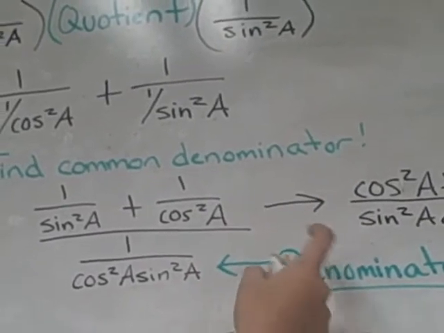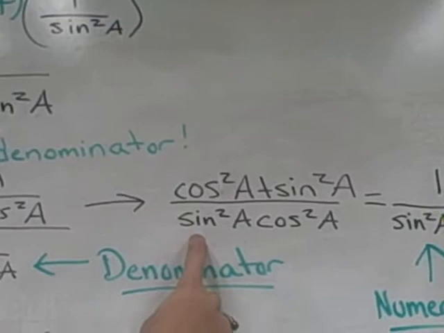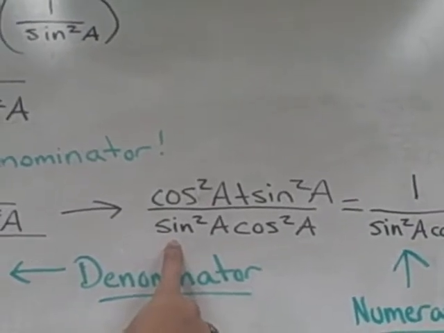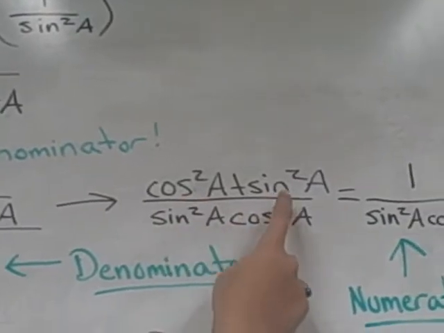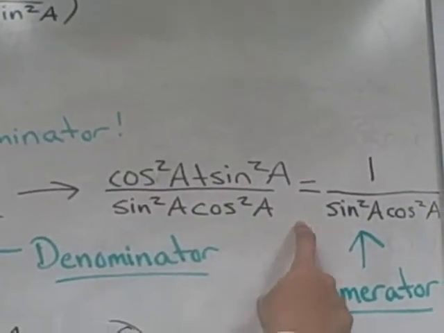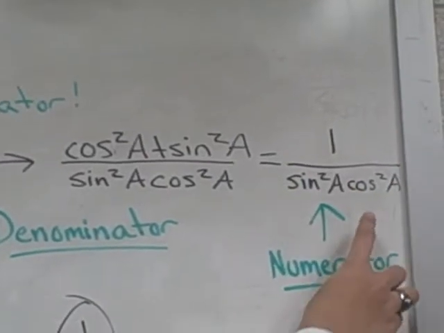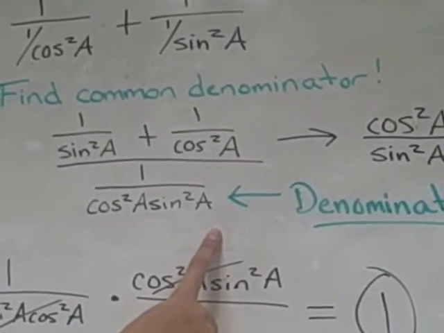Then you find a common denominator for the numerator, which would be cosine squared a plus sine squared a, and so which all equals to 1 over sine squared a cosine squared a, and this is your numerator, and your denominator is still 1 over cosine squared a sine squared a.